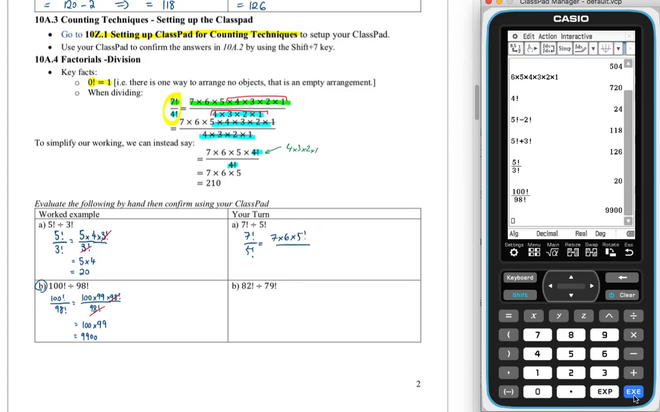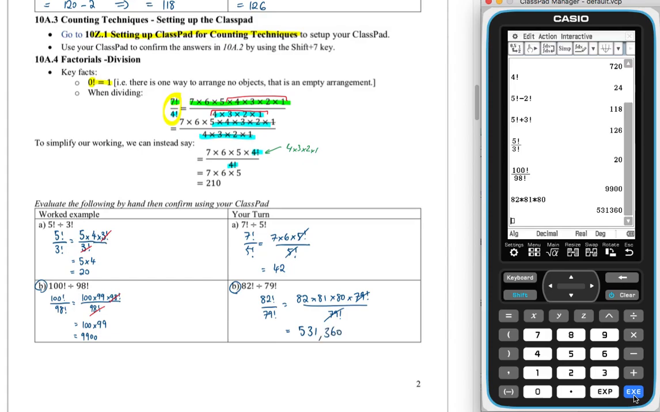Our next example, part B, we have 82 factorial divided by 79 factorial, which is equal to 82 times 81 times 80 times 79 factorial on 79 factorial. Cross them out, and we're left with 82 times 81 times 80. And you might find it more of a shortcut just to type this in. Just do that instead of doing top and bottom. So we've just loaded that up now. The answer we've got is 531360. And this is the end of factorials division.